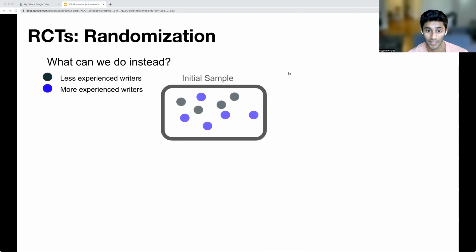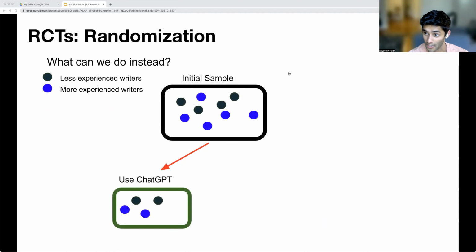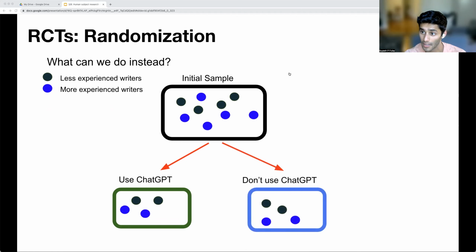So what's a better way of doing this? Well, now given our initial sample, instead of just letting people choose whether they want to use or not use ChatGPT, we actually force people to either use or not use ChatGPT to do a certain writing task. And then in this world, ideally what you see is that in the green rectangle and the blue rectangle, you have equal or roughly equal amounts of experienced and less experienced writers.